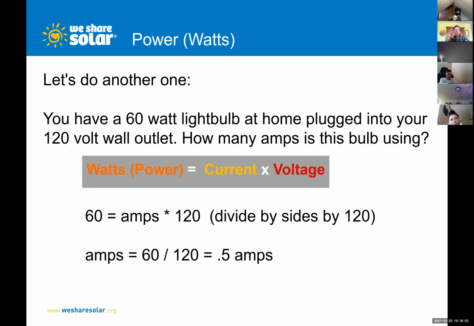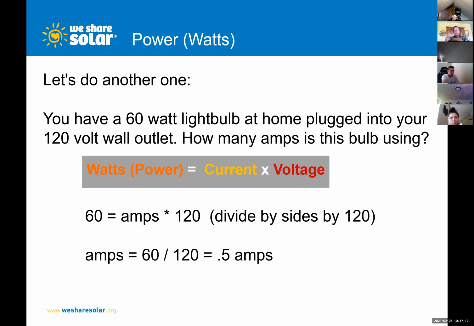So a 60-watt light bulb, an incandescent bulb, like old, not an LED bulb, running on house current, uses a half an amp of power. I mean, that's real. I didn't just make this up. That's how you figure these things out.